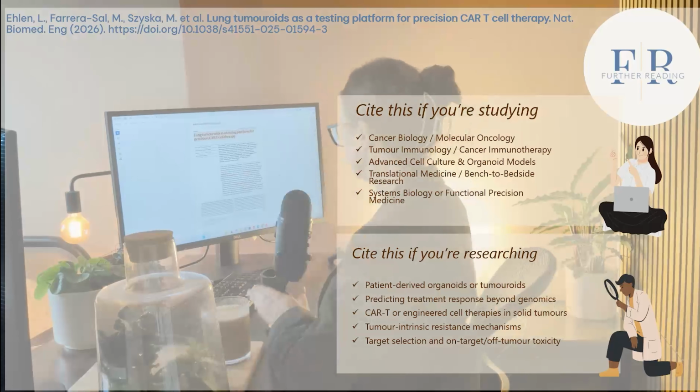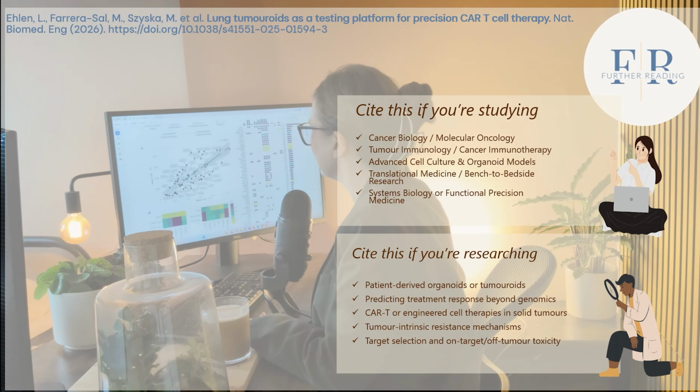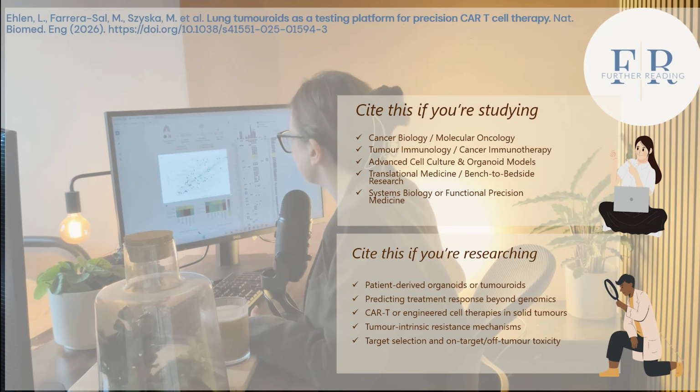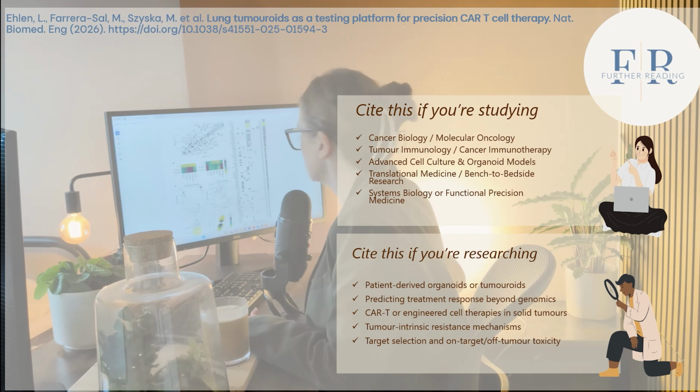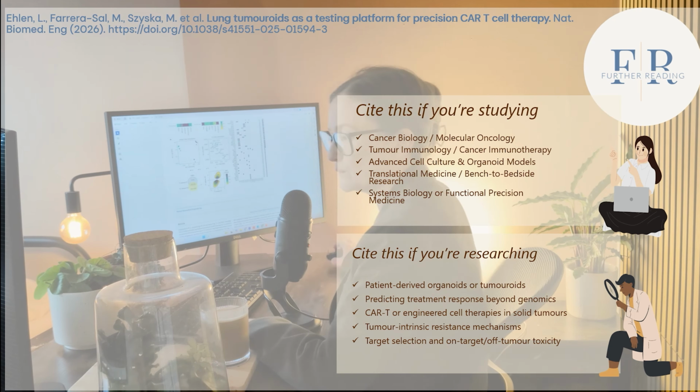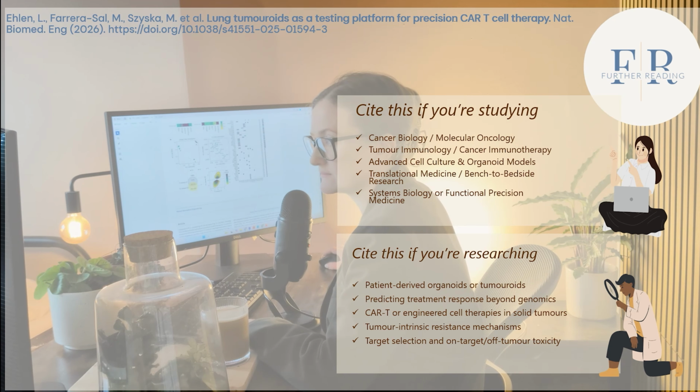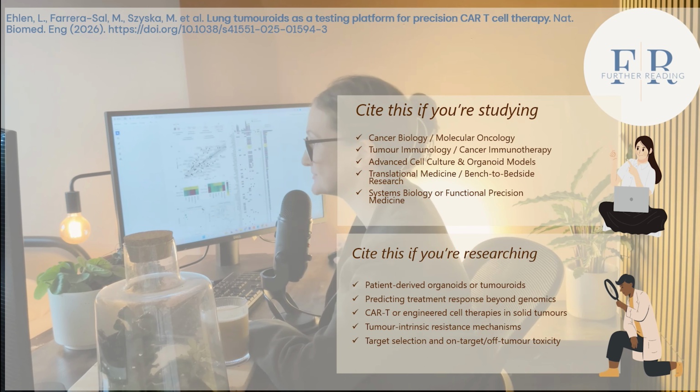Today, we're breaking down a new lung cancer paper using patient-derived tumouroids to predict treatment response and personalized CAR T-cell therapy in solid tumours, including why immunotherapy fails, how resistance emerges, and what this means for precision oncology.